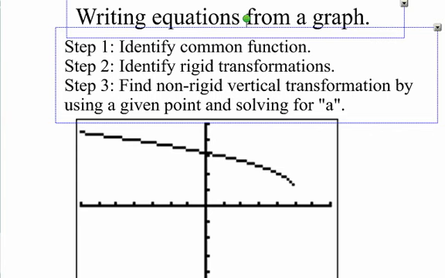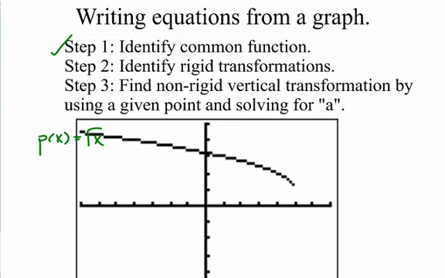equation. And to do this, we're going to look at this and say, okay, what is our common function? Well, first off, our common function appears once again to be the square root of x right here. Because we have this. It appears to be like so. Once we identify our rigid transformation, let's see what happens. It looks like it's going 1, 2, 3, 4, 5. 5 units to the right.